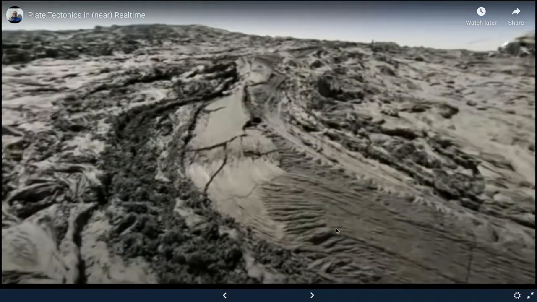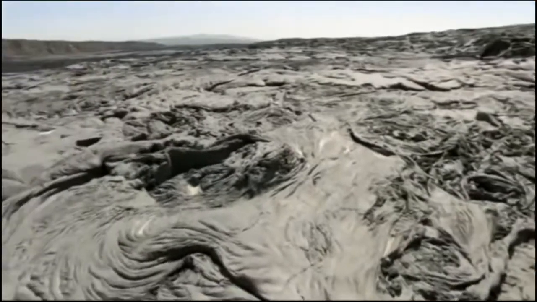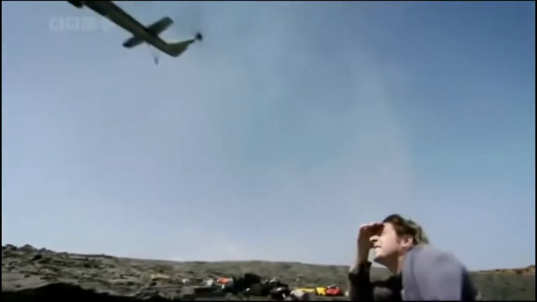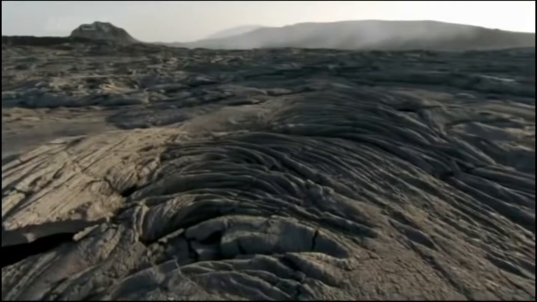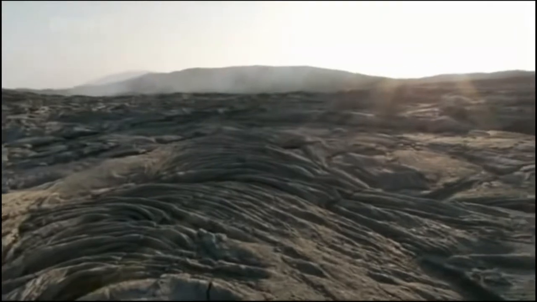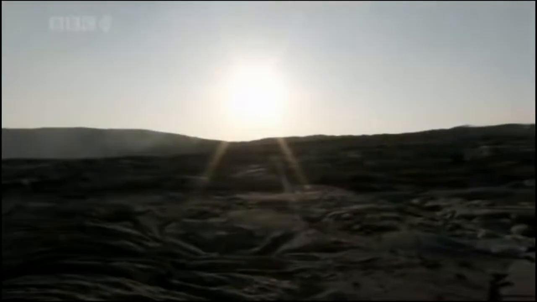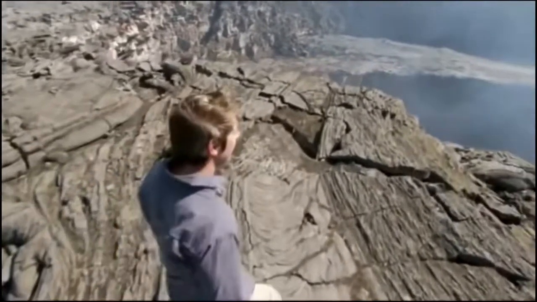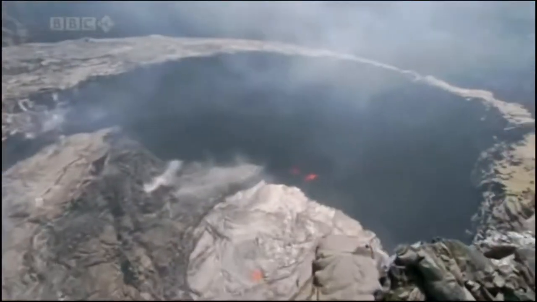We've touched down on a dry, brittle surface of recently cooled lava. Once the helicopter leaves, we're on our own for a couple of days. This place has no water, no shelter, no life, except I'm told for a few snakes. But I think it's really going to be worth it. I've come all this way to see one of the most remarkable volcanoes anywhere on the planet. Erta Ale.